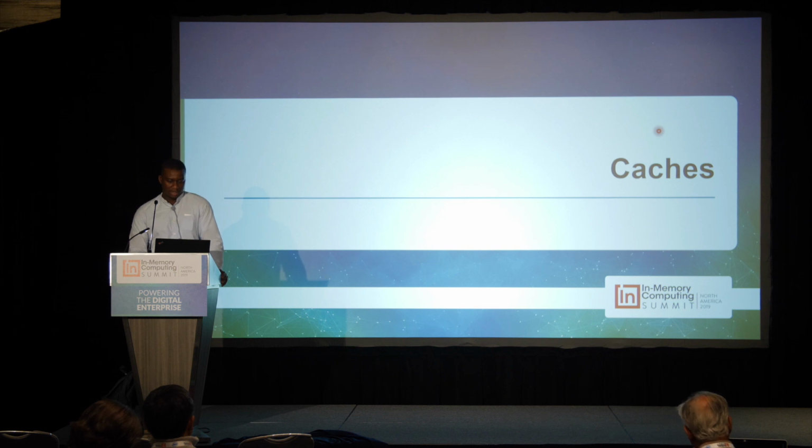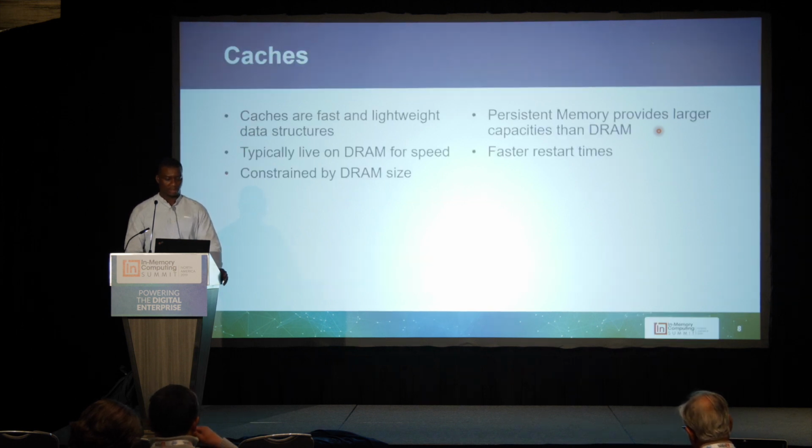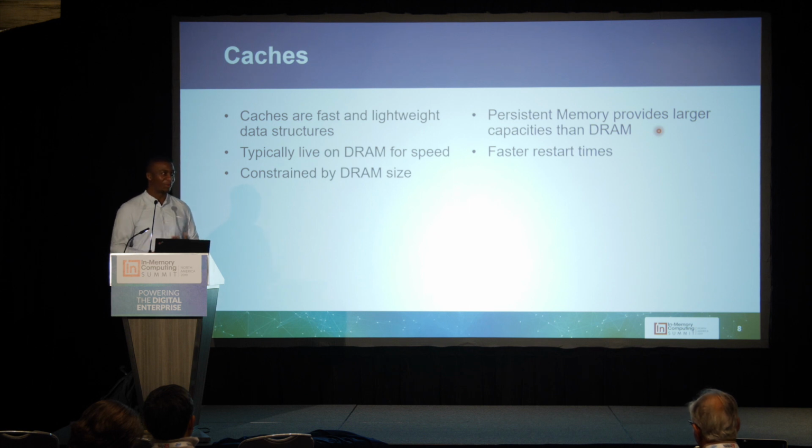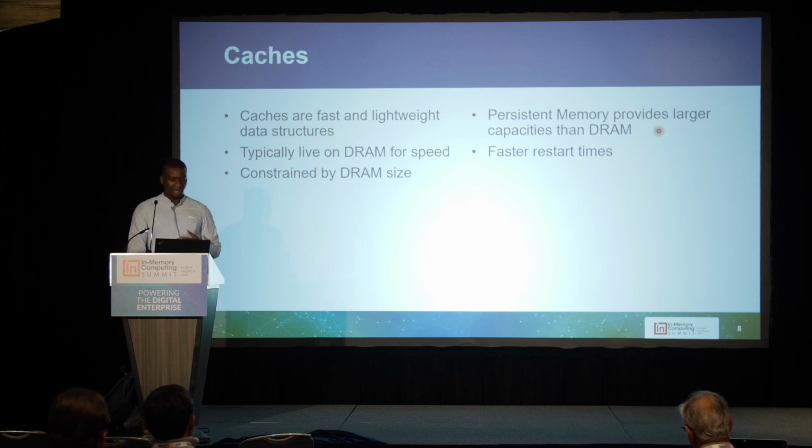So I'll start with caches for the use cases. Again, caches are fast and lightweight data structures, right? So if you plan to move a cache to persistent memory, better make sure that it remains fast and lightweight. But again, because persistent memory is memory, whatever data structure you were using on DRAM, you can just use the same thing on persistent memory.